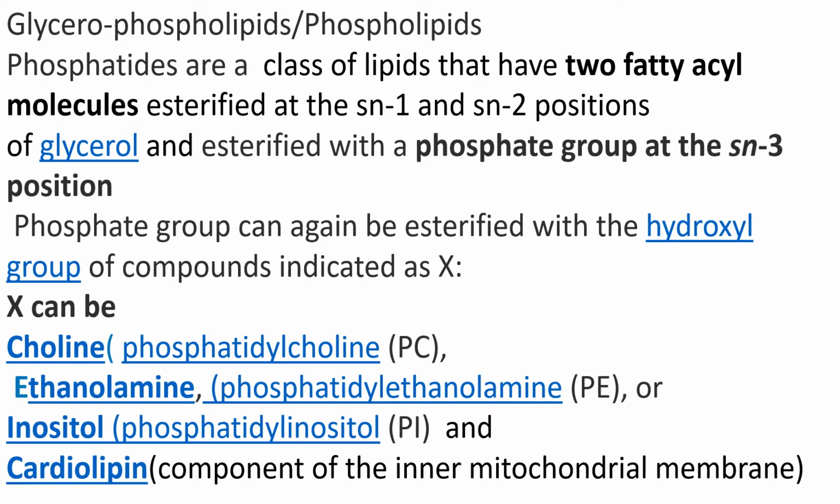We have one more important phospholipid that is called cardiolipin, and in the next slide we will discuss the structure of cardiolipin and its importance. But remember one thing, this cardiolipin, a phospholipid, is a component of the inner mitochondrial membrane, and we all know very well that this inner mitochondrial membrane has a role in the generation of ATP from the fuel.